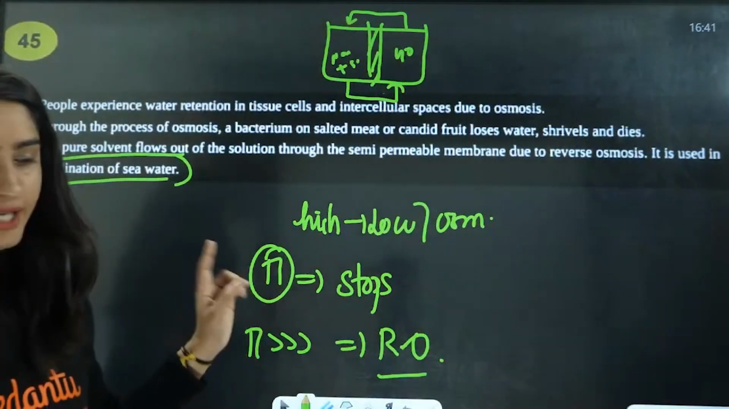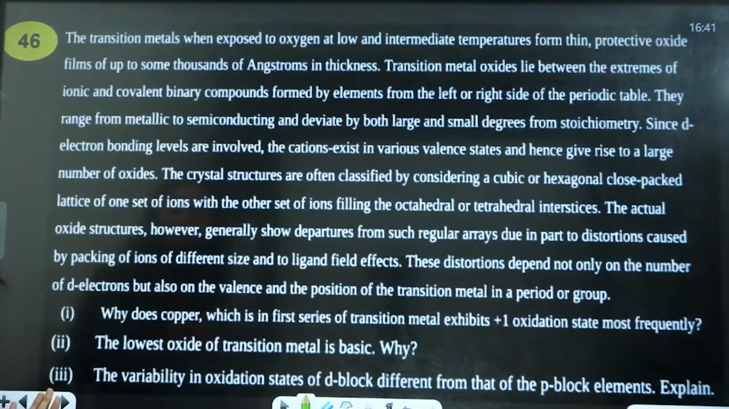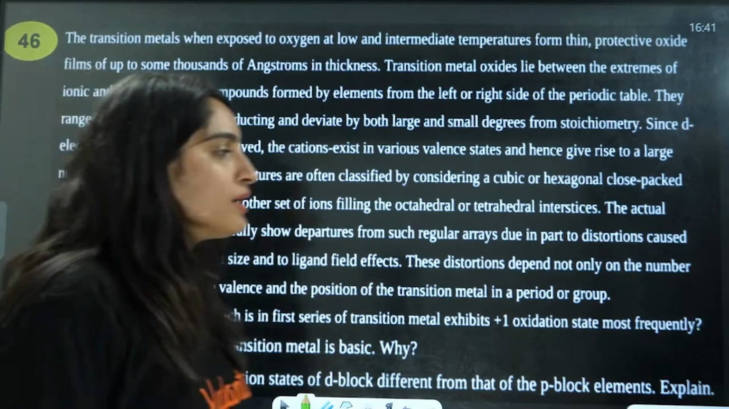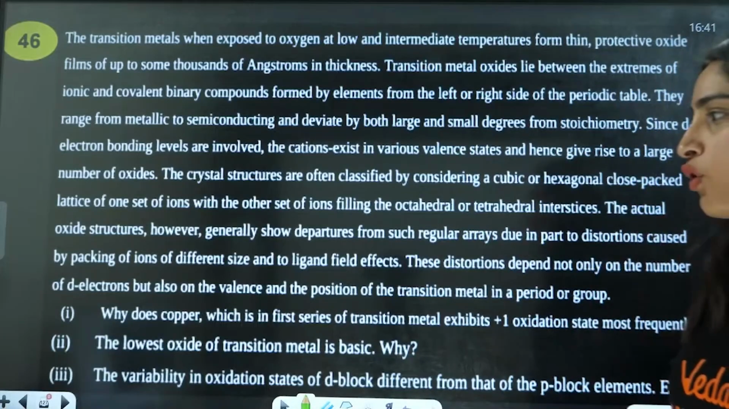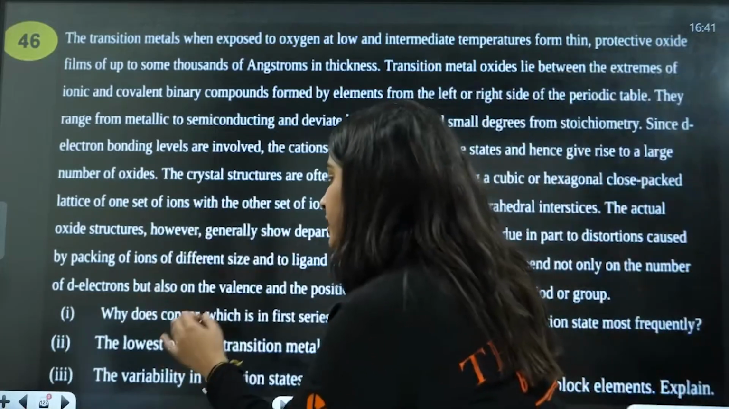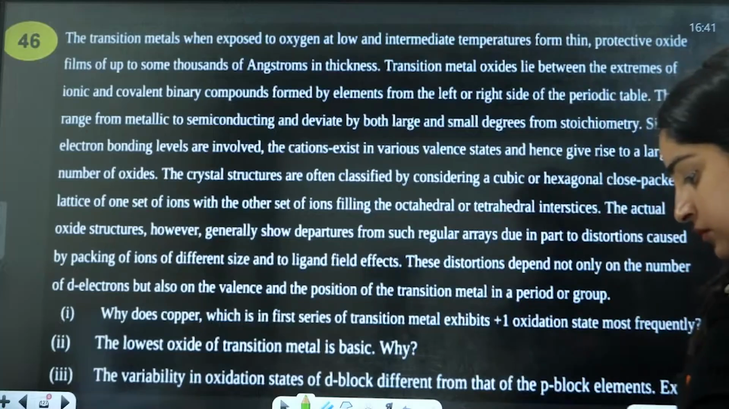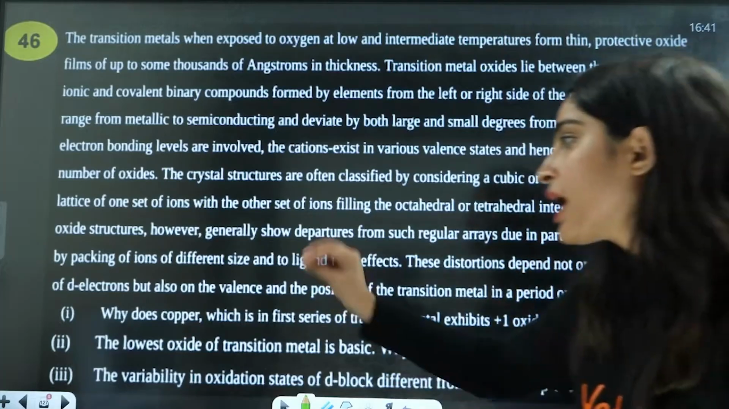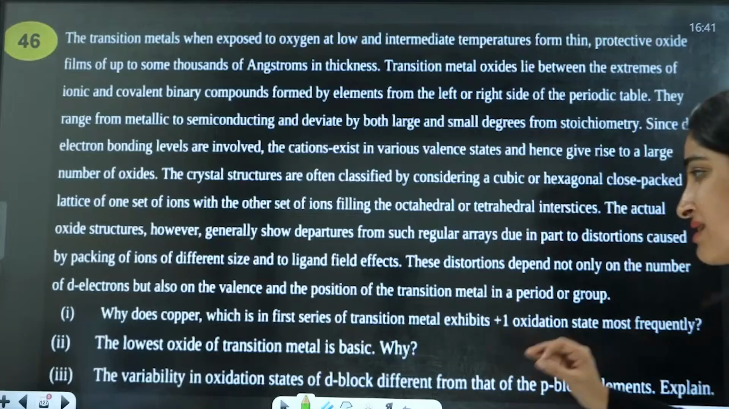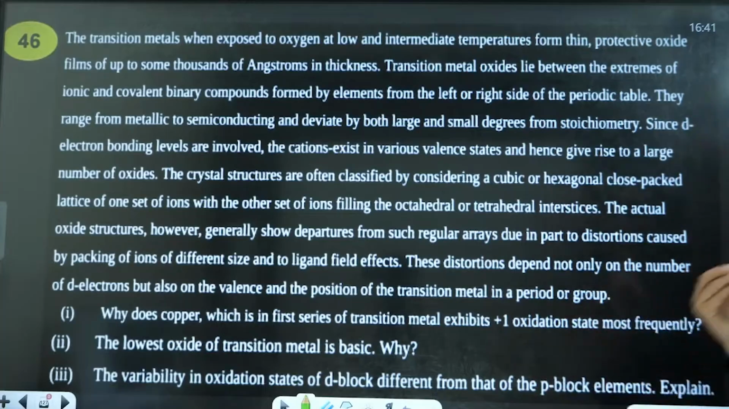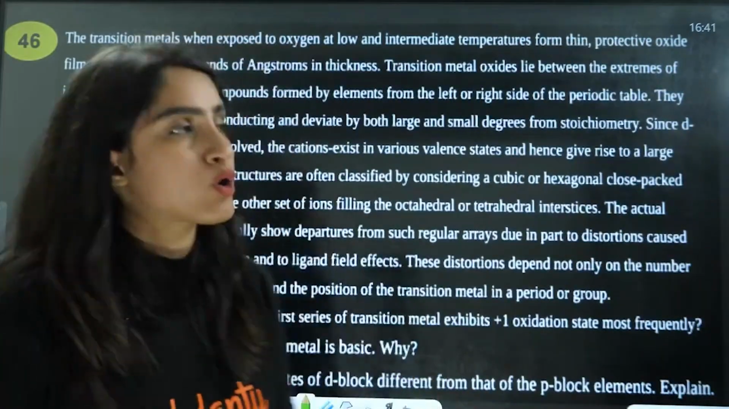Okay? Yes, very good. Next question here, everyone. We are just left with 5 more questions. Why does copper, which is in the first series of transition elements, exhibit +1 oxidation state frequently? Right? Why does copper exhibit the +1 oxidation state?